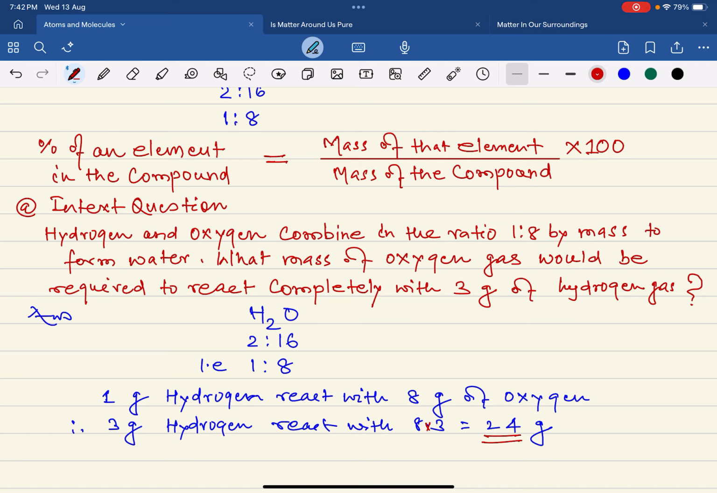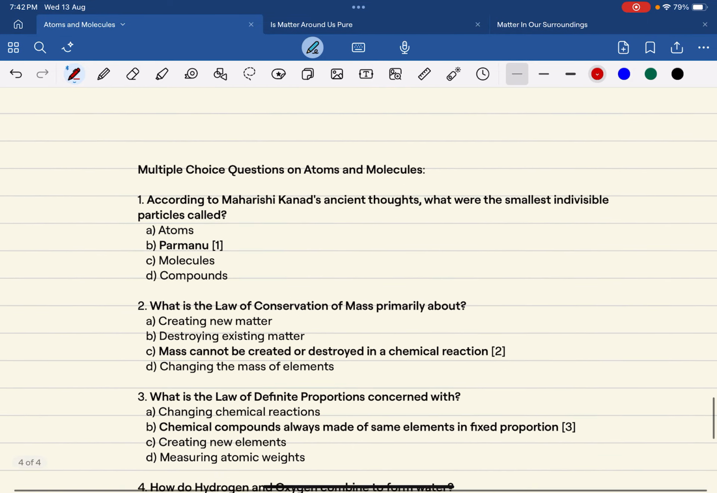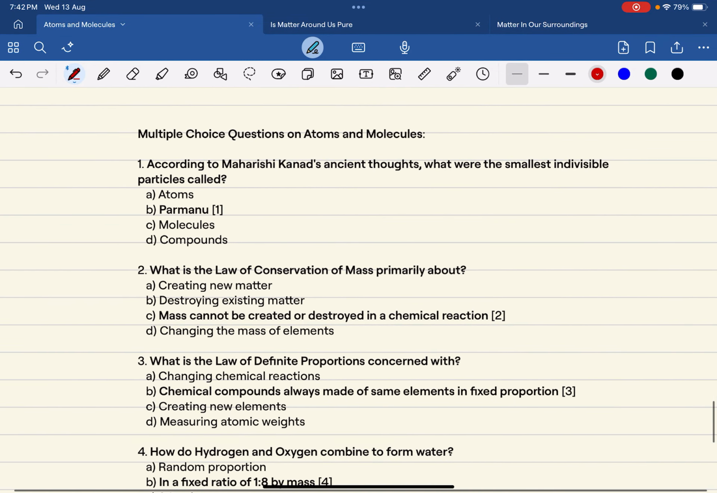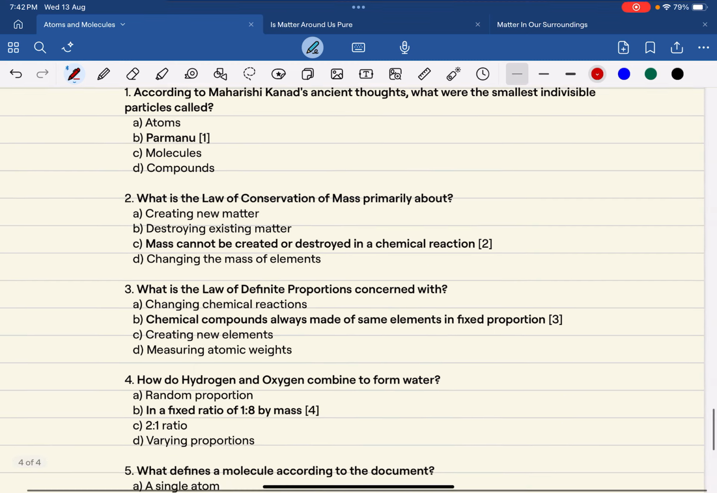Then an assessment: please give the answers to some multiple choice questions. According to Maharshi Kanad, in ancient thought, what were the smallest indivisible particles called? Atoms, Paramanu, molecules, or compound. It is your duty to identify the answer. In the next class, I am going to explain the answers to these questions.